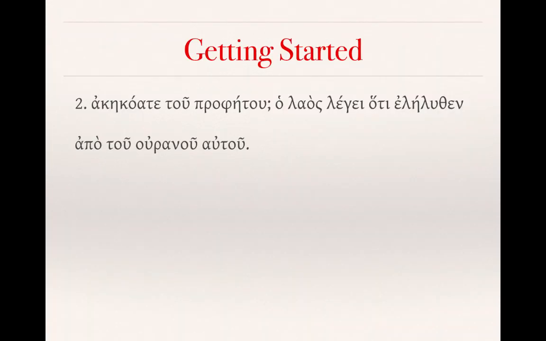All right, as has become our custom, let's get started with a practice review exercise. And this one is number 2. I've chosen it because it gives us a few more perfects to work with and is a good example for us to discuss together. So, akekoate tu prophetu, lawas lege hate eleluthen, apotu uranu autu.